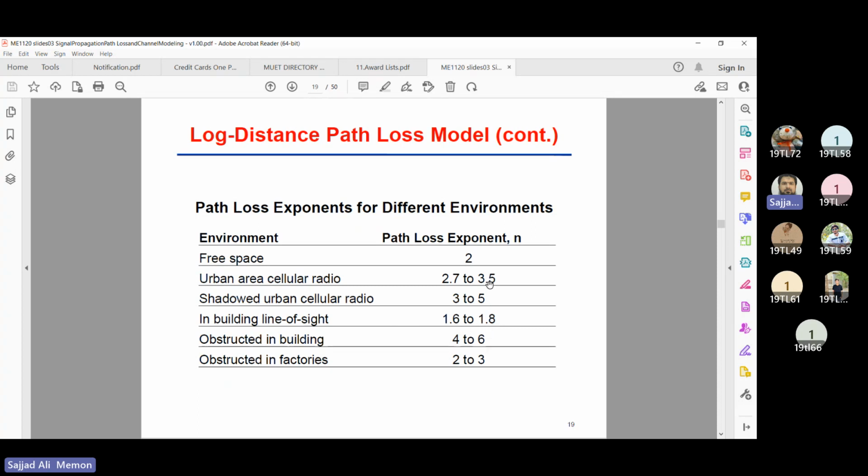For other environments, typically urban, shadowed urban, obstructed building and factories, the value of n is greater than 2. So a larger value of n means we have a difficult environment, like we don't have line of sight, we don't have free space. So the value of n should be as small as possible, then you have the better receive power. So if n is greater, power reception will be affected.